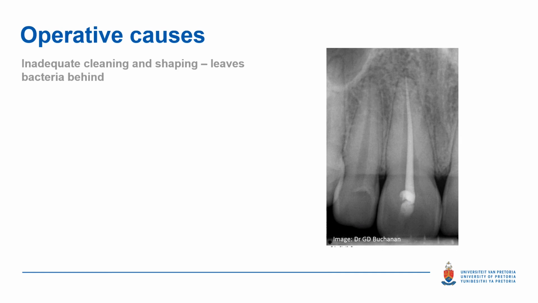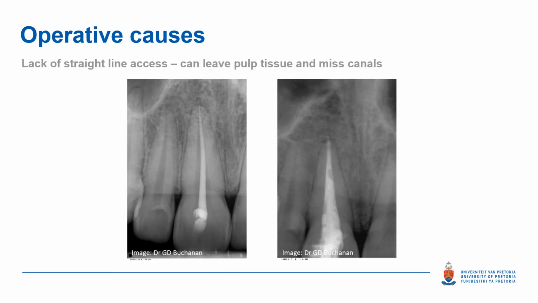Inadequate cleaning and shaping, as we mentioned before, anything that leaves bacteria behind is going to be able to cause failure of our cases. A lack of straight line access, for example, in this case, left quite a lot of pulp tissue behind. In multi-rooted teeth, canals can obviously be missed as well if we don't have good straight line access. And if we find all our anatomy and clean it out and shape it properly and disinfect it, then we have a much better chance at getting success.